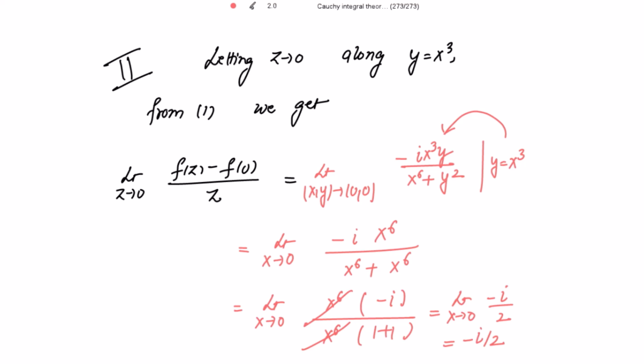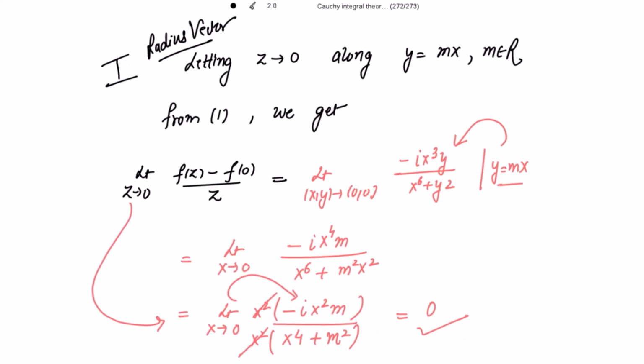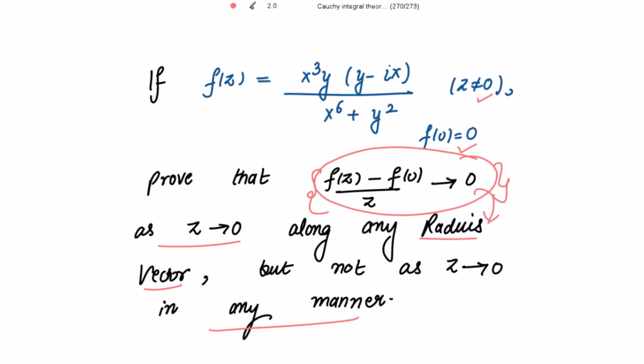There is no x. So that means this limit is equal to minus iota by 2, which is not equal to 0, right? So we get this limit tending to 0 only for the radius vector, right? If I take z tends to 0 along the radius vector, then only we get this limit to be 0. So hence we have shown this result for the radius vector. Okay, thank you.